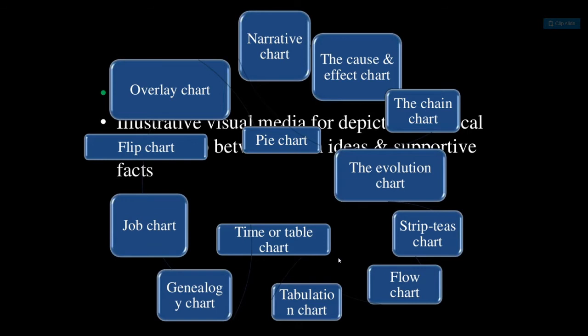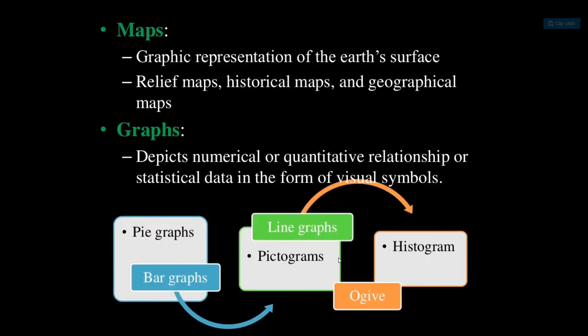Then the next is the narrative chart, an illustrative visual medium. In visual media there are lots of things: narrative charts, the cause and effect chart, the chain chart, the evolution chart, pie chart, timetable chart, strip chart, flow chart, tabulation chart, genealogy chart, job chart, flip chart and overlay chart. Then maps: the map of India, map of the world, graphic representation of the earth's surface, relief maps, historical maps and geographical maps.